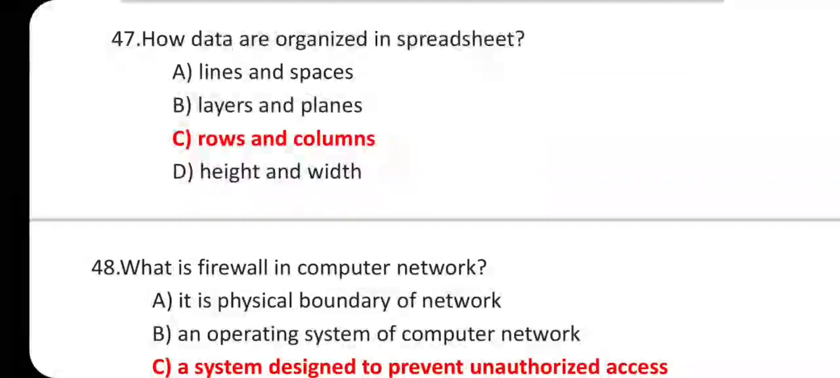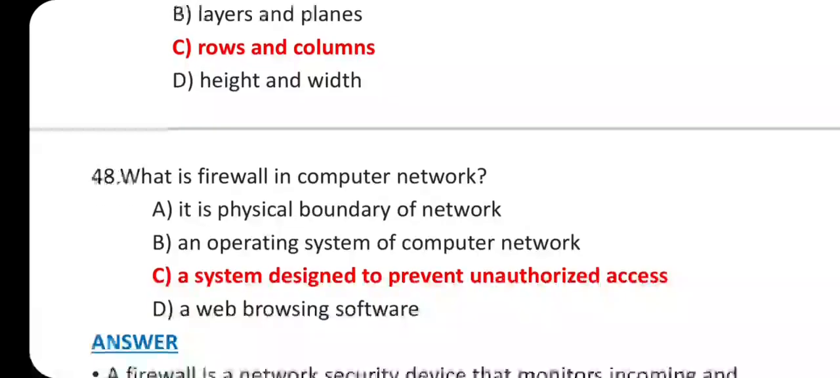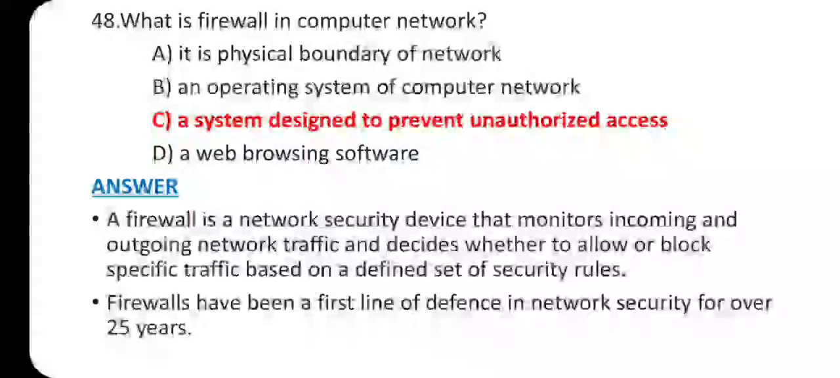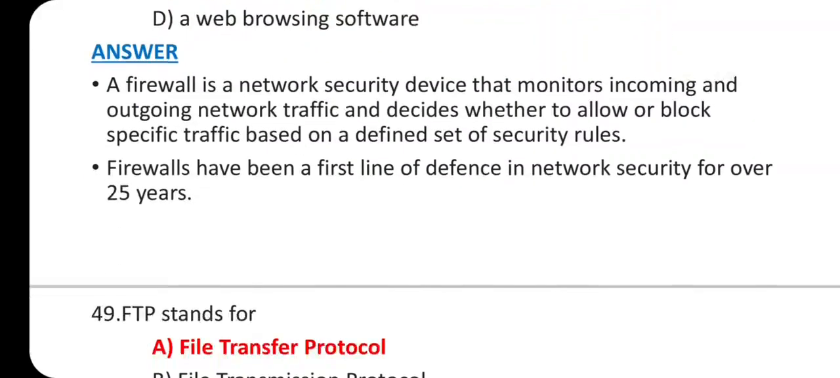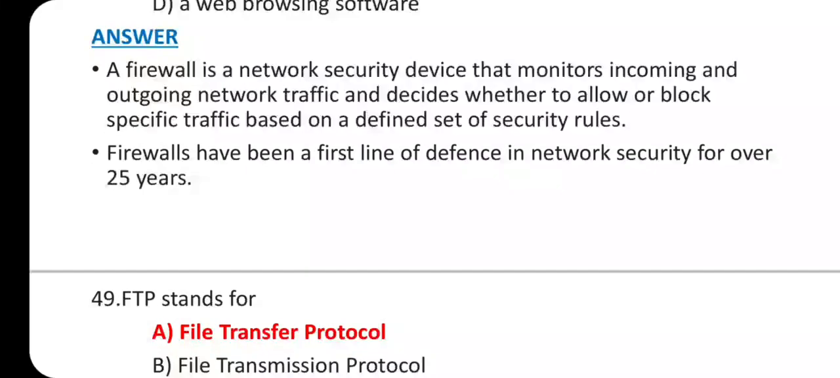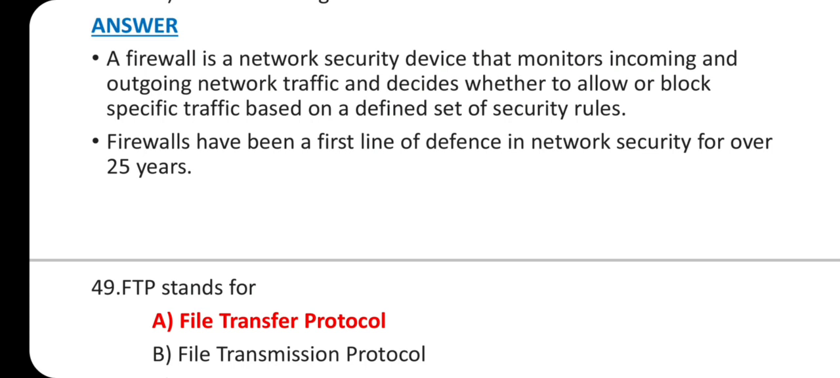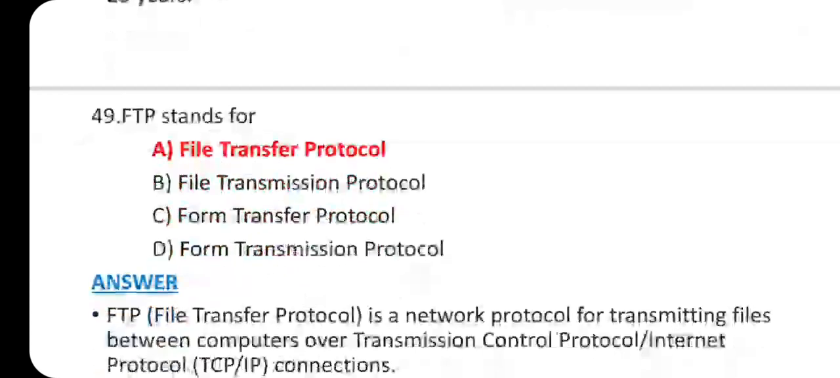Question number 47. How data are organized in spreadsheet? Answer is option C, rows and columns. 48. What is firewall in computer network? A system designed to prevent unauthorized access is the answer. A firewall is a network security device that monitors incoming and outgoing network traffic and decides whether to allow or block specific traffic based on a defined set of security rules. Firewalls have been a first line of defense in network security for over 25 years.